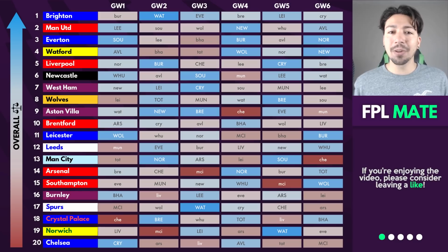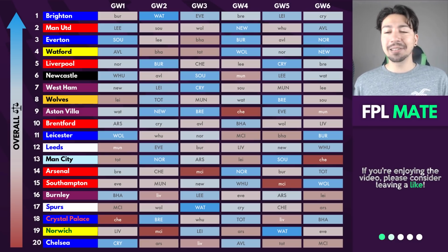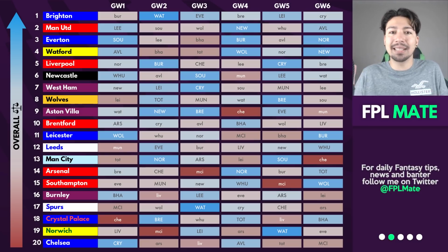So here we go. Who's got the best fixtures? Well, Brighton's got the best fixtures. Who's got the worst fixtures? Well, Chelsea have got the worst fixtures. And for a lot of people, it really is as simple as that. So that's how it works.